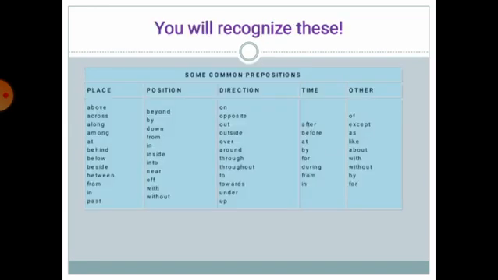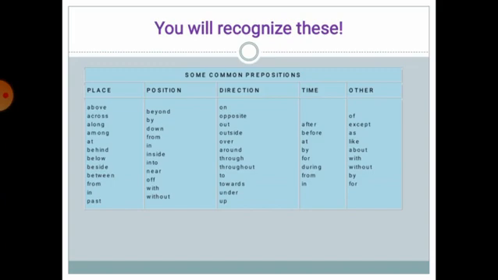You will recognize this. Some common prepositions. We have some prepositions for places, for positions, directions, time, or others. So I will read just a few of them. For example: above, across, along, among, at, behind, below, beside, between, from, in, past, beyond, by, down, inside, into, near, off, with, without.